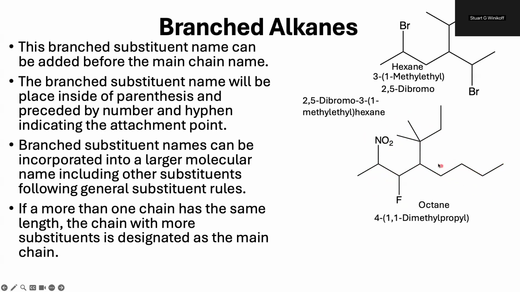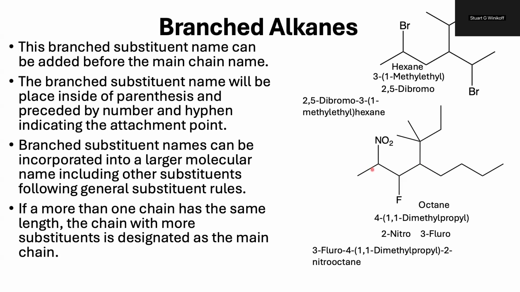Then I still have that 1,1-dimethylpropyl species. But again, to minimize numbers, that nitro is going to designate this as my 1 carbon. So 1, 2, 3, 4. It's a 4-(1,1-dimethylpropyl) substituent. And then again, I have a nitro at the 2 and a fluoro at the 3 position. Bring this all together alphabetically. So I have a 3-fluoro-4-(1,1-dimethylpropyl)-2-nitrooctane.